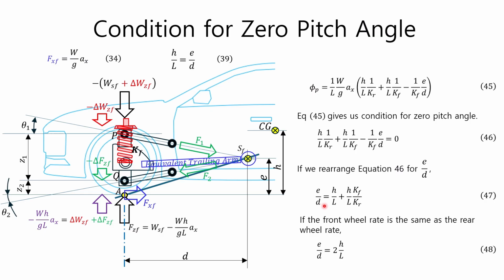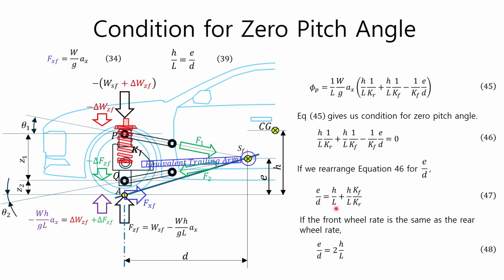From equation 47, if the rear suspension wheel rate has a significantly larger value compared to the front suspension wheel rate, the second term of equation 47 can be ignored, so it can be seen that the conditions for zero dive and zero pitch angle are identical.